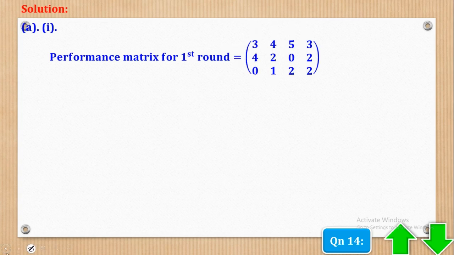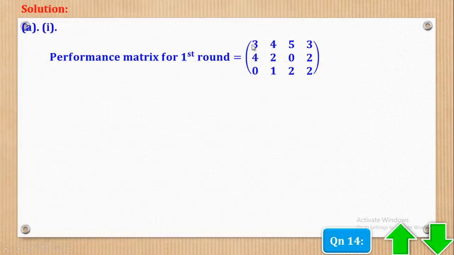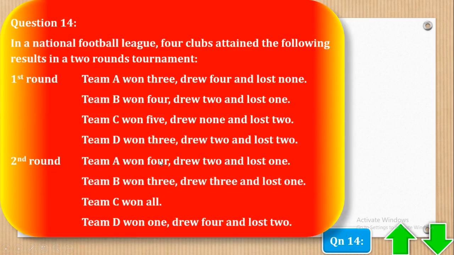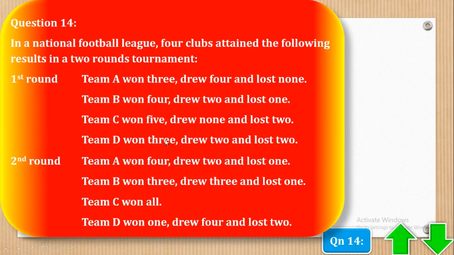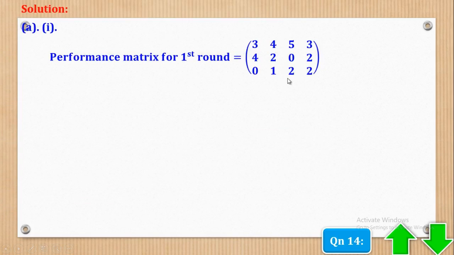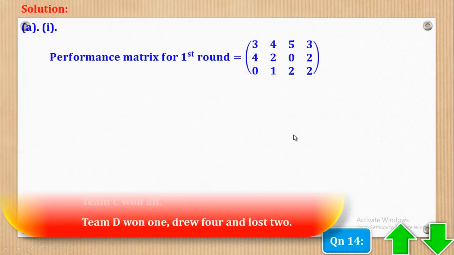For example, if you look at this, they told us that Team A, first round, won 3, drew 4, and lost none. So that is 3-4-0. That is why here you see 3-4-0. Then for Team B, won 4, drew 2, and lost 1, so it is 4-2-1. That's why here you see 4, 2, 1. Then for team C, it was 5, 0, 2. That's why you see here 5, 0, 2. And team D, it is 3, 2, 2. That is why you see here 3, 2, 2.